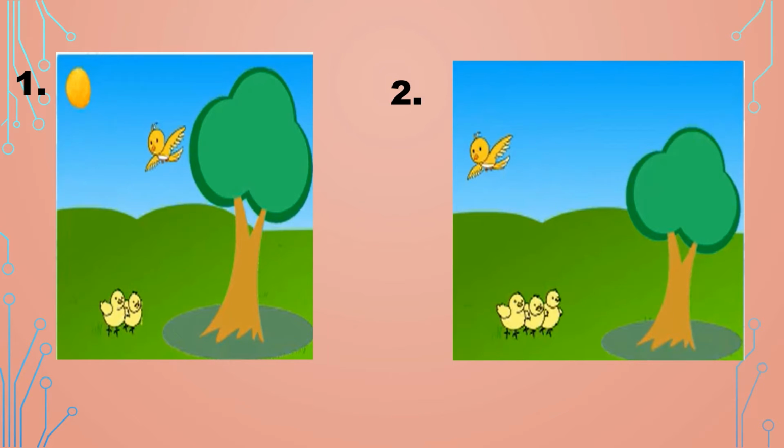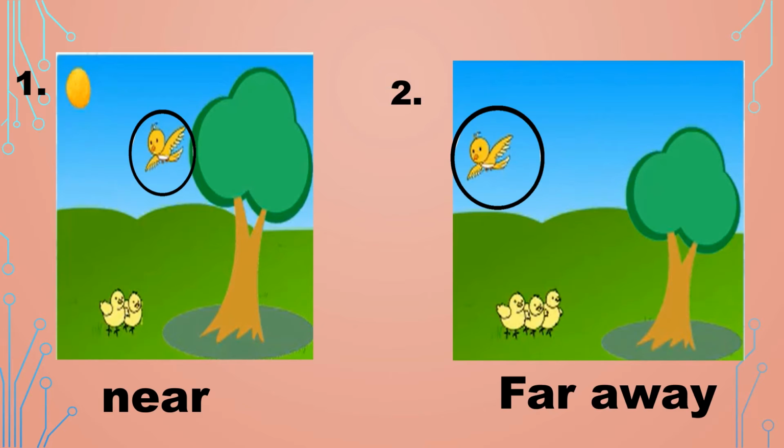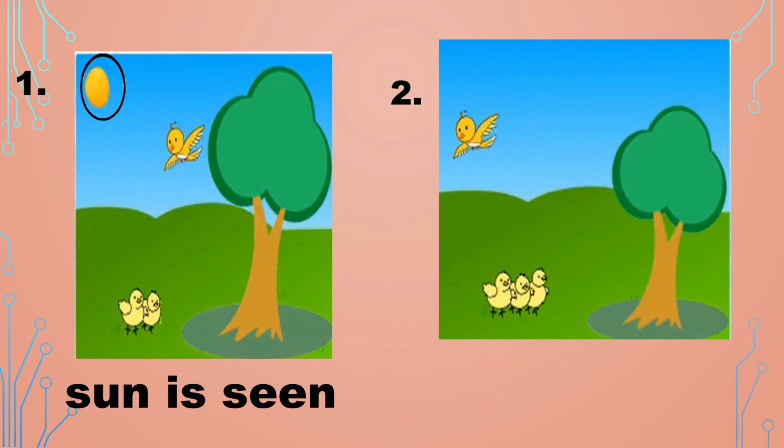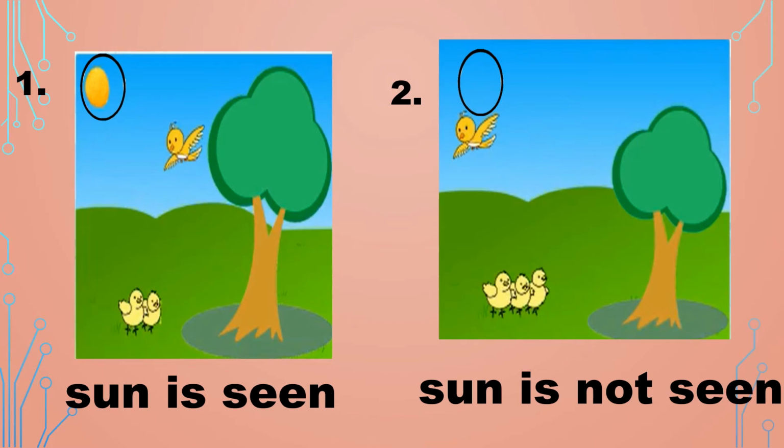Students, can you see the bird flying in the sky? In the first picture, the bird is flying near to the tree, whereas in the second picture, the bird is flying far away from the tree. Students, do you find any more differences in both the pictures? Yes, in the first picture, you can see the sun, whereas in the second picture, the sun is not seen, which gives us light and heat. Let's see some more examples.